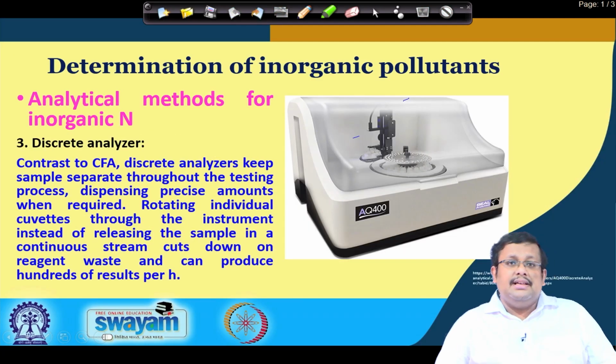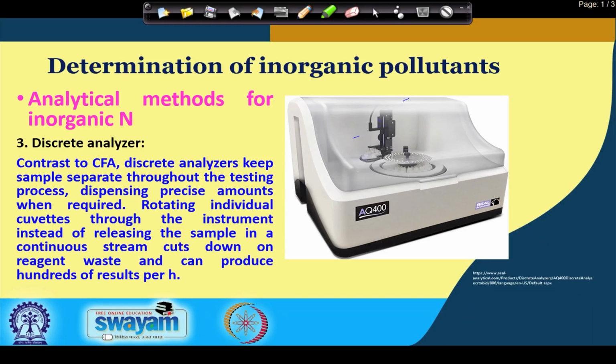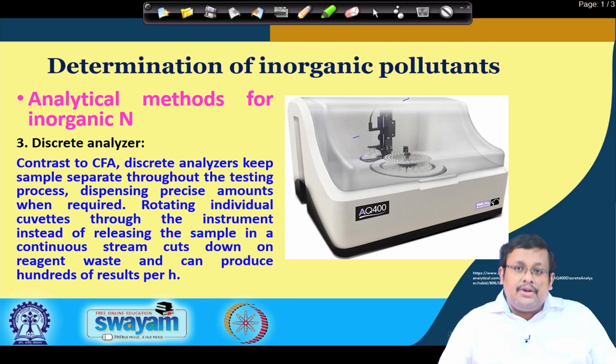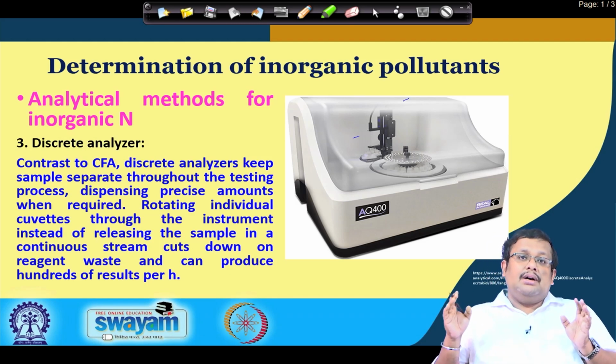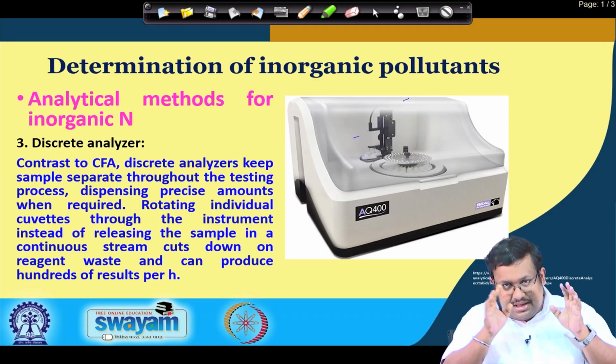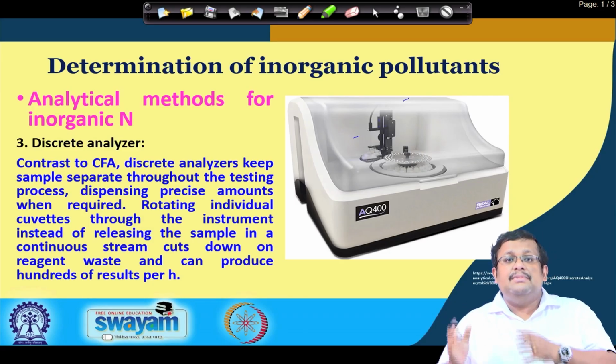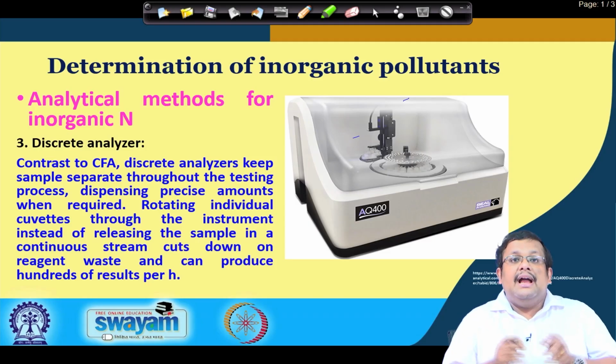So, another instrument is there for measurement of inorganic nitrogen, that is called discrete analyzer. Now, what is this discrete analyzer? It is in contrast to this continuous flow analyzer. This discrete analyzer basically keeps samples separate throughout the testing process. So, in the continuous flow analyzer, you are seeing that the instrument basically flows the samples continuously. However, in case of discrete analyzer, they keep the samples separated throughout the testing procedure and dispense a precise amount when required.